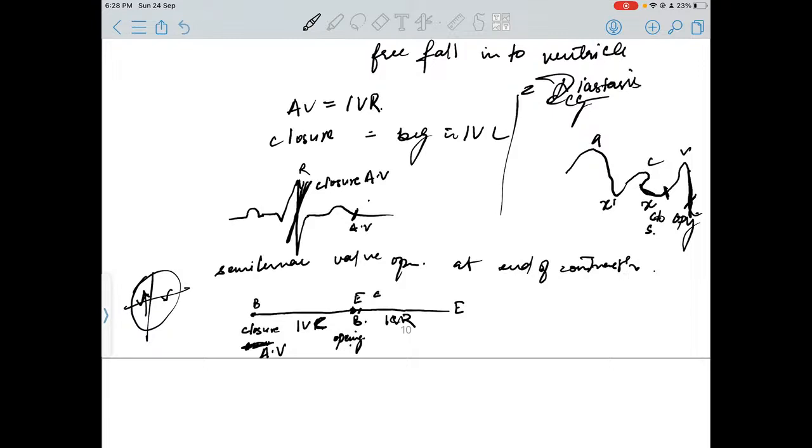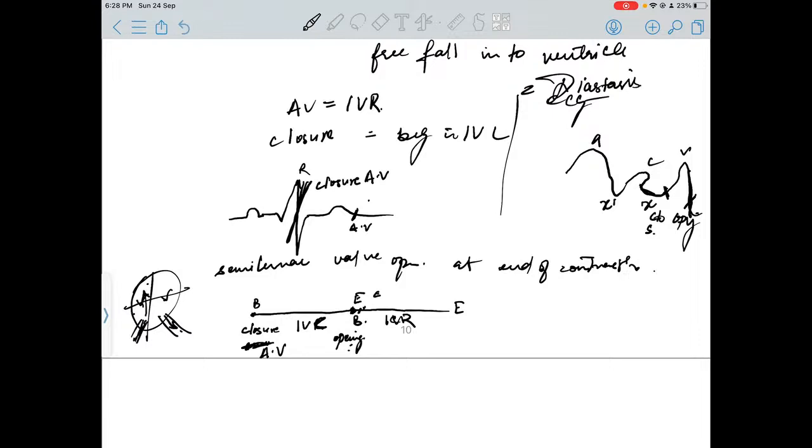Now at the end of contraction, this is the opening of this, because since this is contracting, the blood has to go down from here, so this will open at the end of it, and blood cannot go back, blood has to go through the system now.